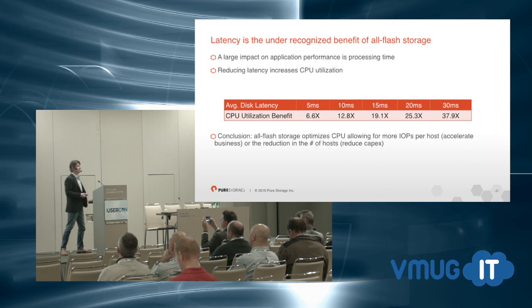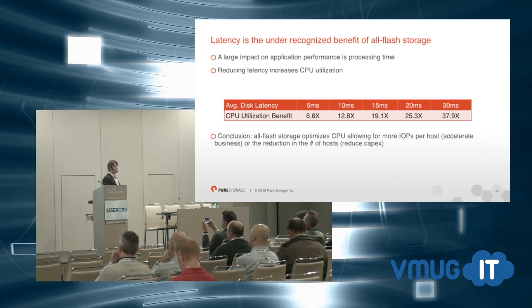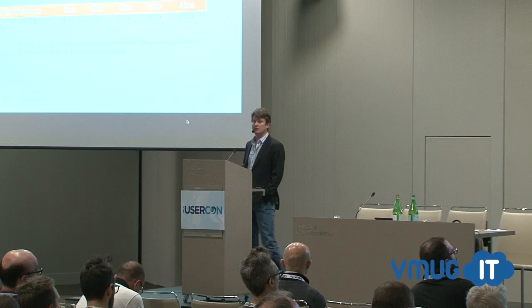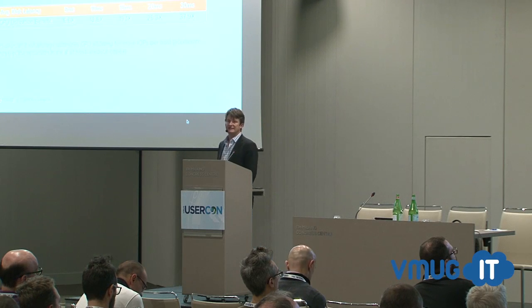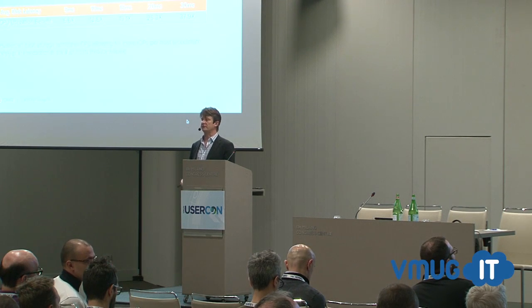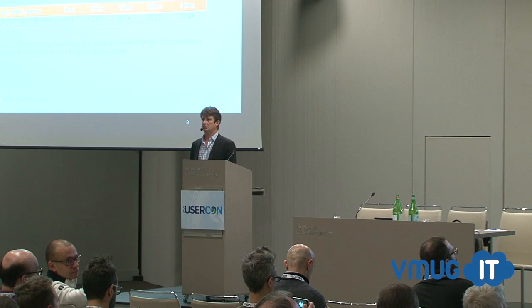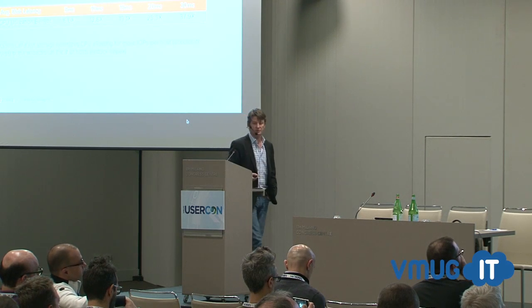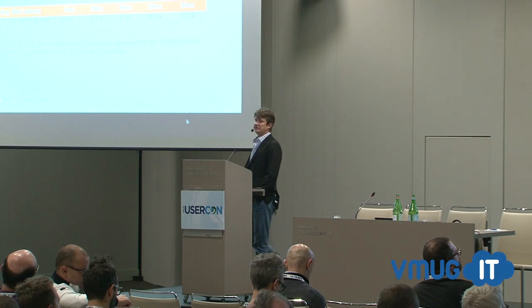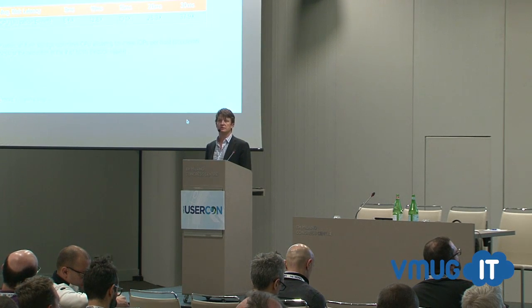In the example I shared, moving from 5 milliseconds, which again is a fairly performant disk system, average latency mind you, to sub-millisecond consistently, is a 6.6x gain in the performance capability of your server. And if your latency is higher, and that's why I built this chart going to 10 milliseconds, 15, 20, and 30, you can see that ratio really balloons.